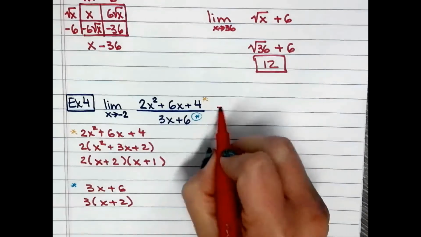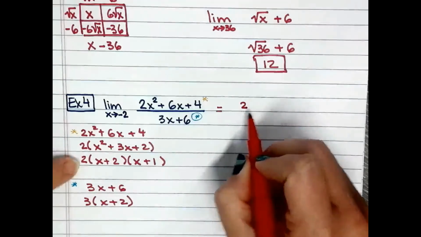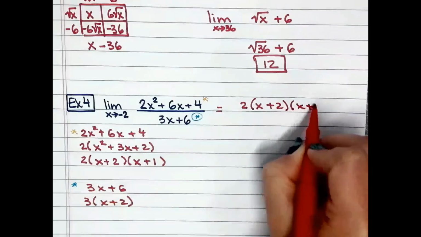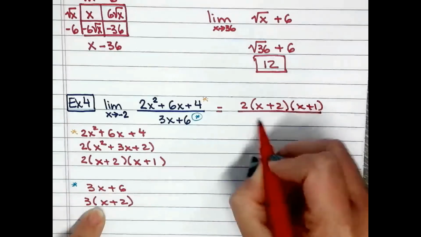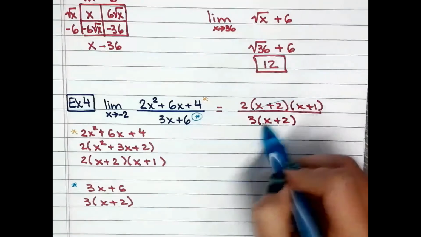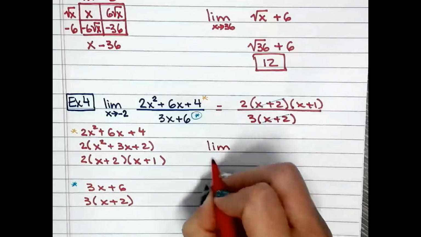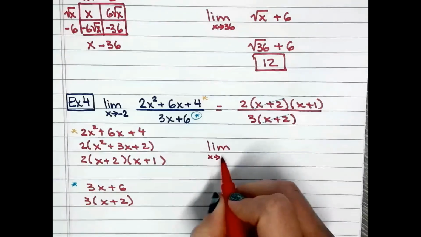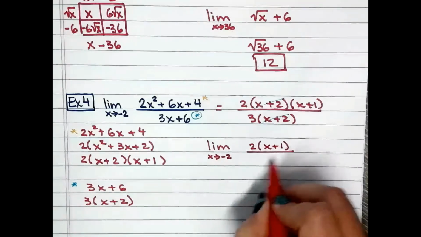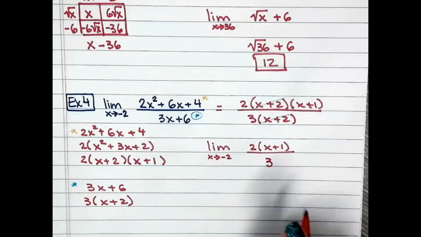All right, let's bring it all together. So this is the factored way of this. And here I have the denominator. Okay, simplify what you can. Rewrite the function or the question. So the limit as x approaches -2 of your new function here, 2 times x plus 1, and then over 3. At this point, go ahead and evaluate by substitution here.